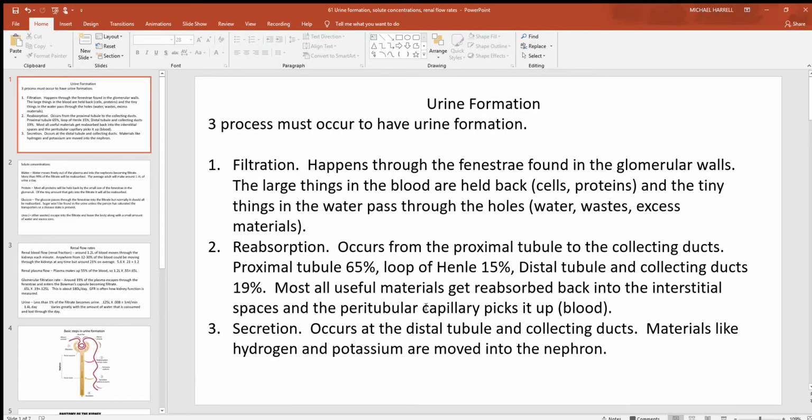Let's take a look at urine formation. Now remember again, there have to be three processes which must occur if you want urine formation to occur properly inside the kidneys. The first one is filtration.